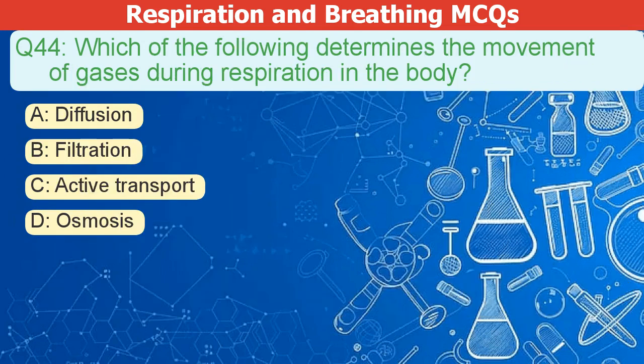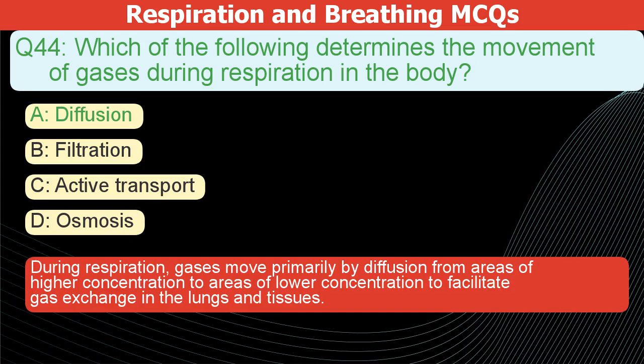Which of the following determines the movement of gases during respiration in the body? A. Diffusion. B. Filtration. C. Active transport. D. Osmosis. The correct answer is A. During respiration, gases move primarily by diffusion, from areas of higher concentration to areas of lower concentration. This facilitates gas exchange in the lungs and tissues.